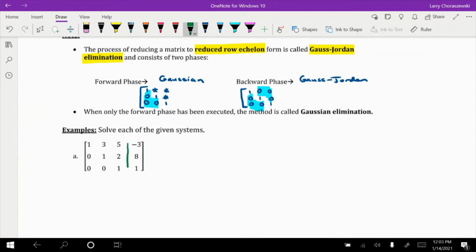Let me add in the vertical bar because I do want us to be in the mindset that this matrix corresponds to a linear system. You'll notice that each row has a leading 1, and underneath each leading 1 we have zeros. Do we have zeros above the leading 1, though? No. So is it a forward phase? Yes. This augmented matrix has been taken through the forward phase, which means that this is in REF.